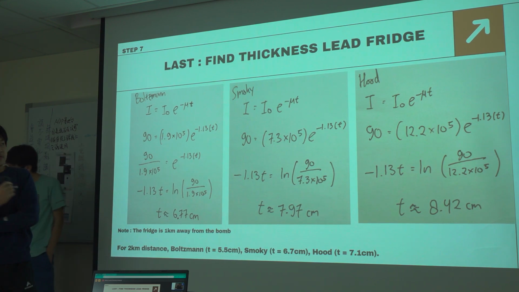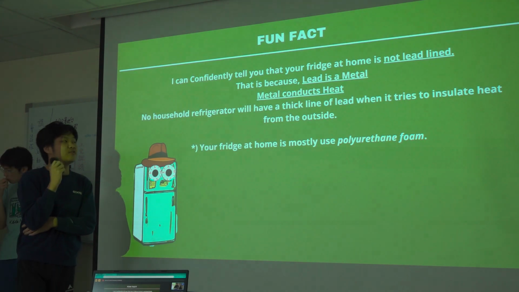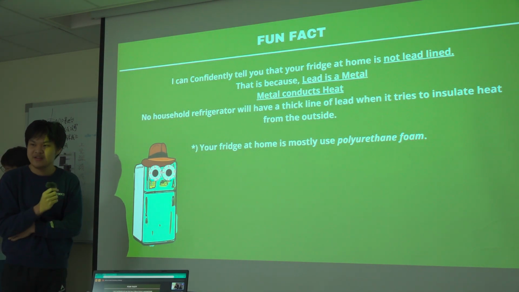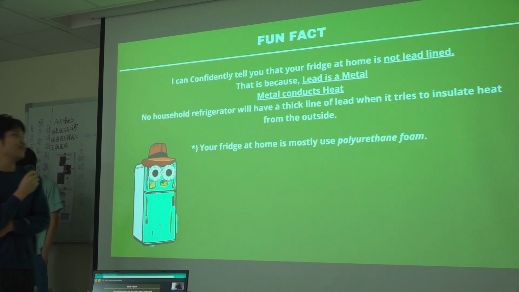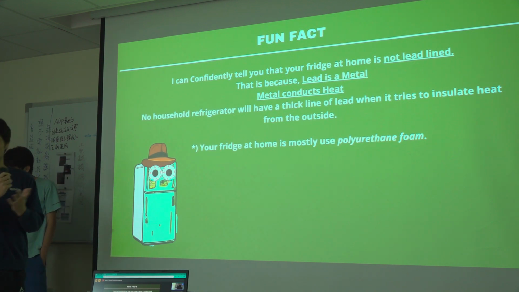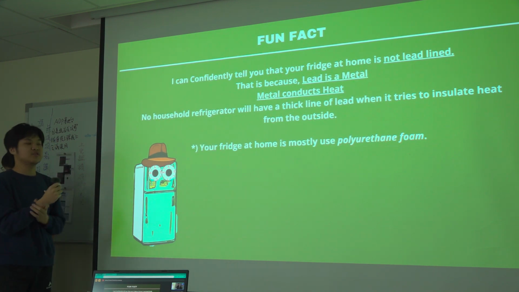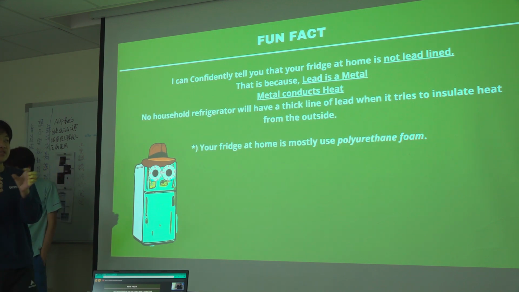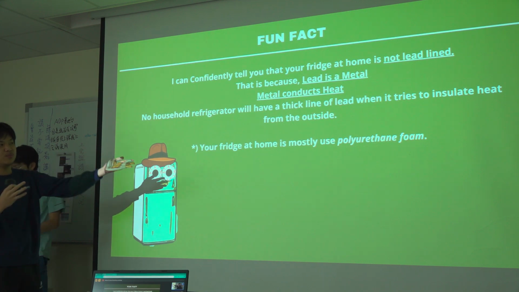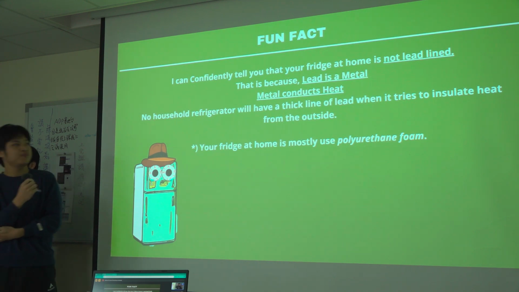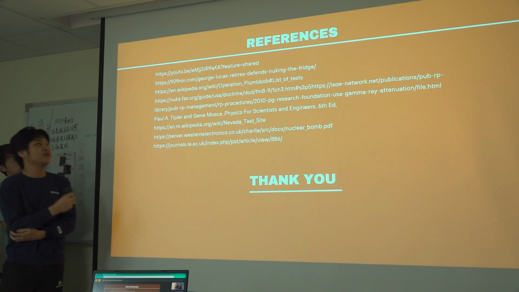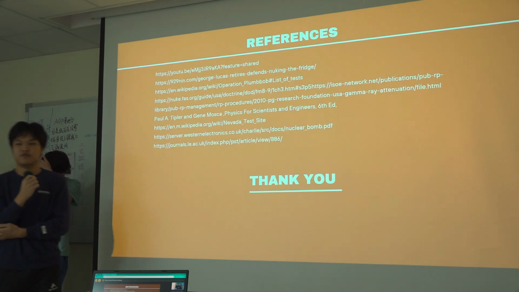Next, a fun fact: your fridge at home is not lead-lined, so don't try this at home. That is because lead is a metal and metal conducts heat, and no household refrigerator has a thick lining of lead to insulate heat from the outside. Your fridge at home mostly uses polyurethane foam. And here are some references that I used, and that's all from my presentation.